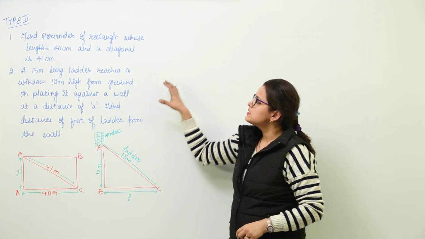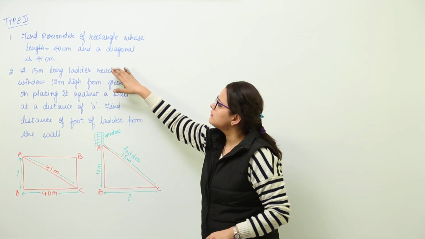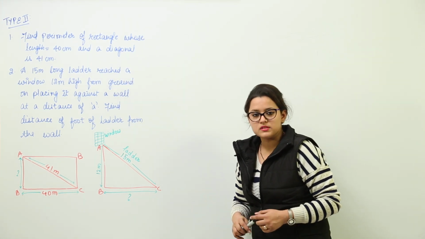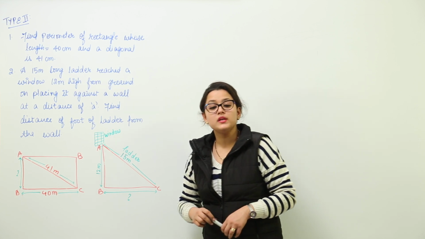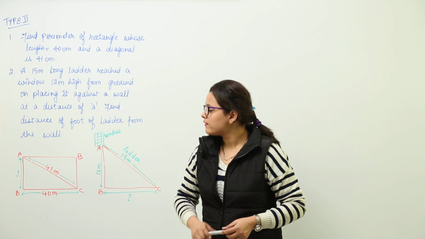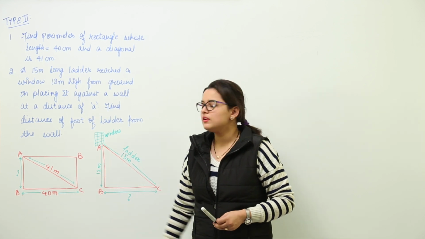Here in the questions, we will be given the length and the diagonal of the rectangle, and we will be required to find out the perimeter. For finding out the perimeter, we need to have two values, that is the length and breadth. But over here, we are not having the breadth of the rectangle.